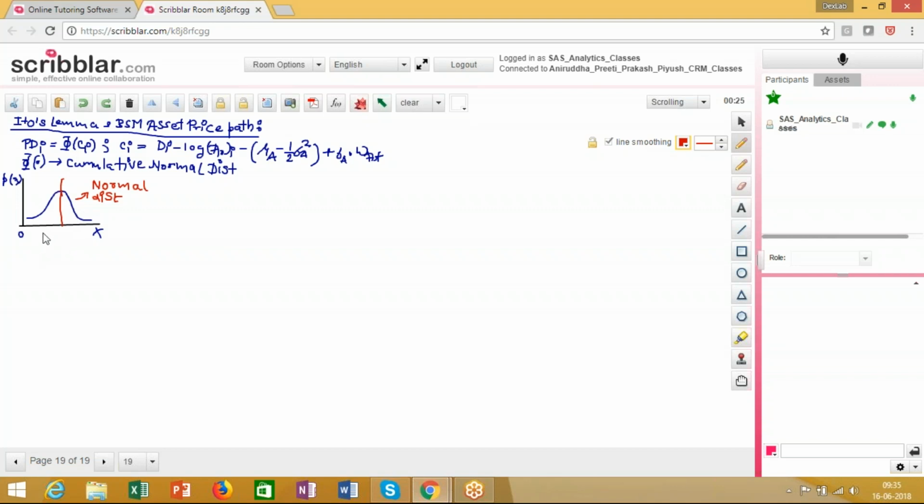And one very important characteristic of the normal distribution is that the mean equals the median equals the mode. This is the characteristic of a symmetric distribution. So what it says is the percentage of values.